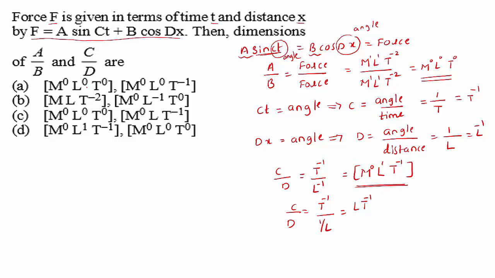M raised to 0, L raised to 0, t raised to 0. This is the dimensional formula for A by B. For C by D, we got M raised to 0, L raised to 1, t raised to minus 1. So which is the right option here? You can observe A and C. So the right option is option C.